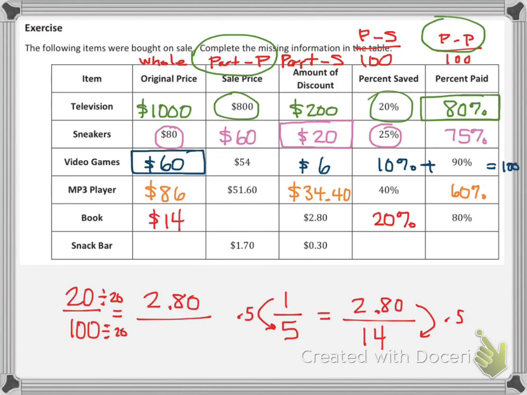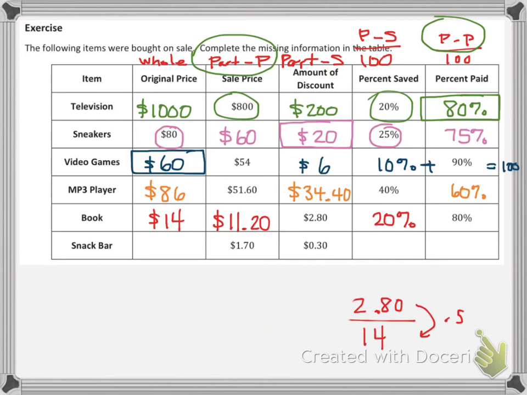If I want the sales price, I just subtract 14 minus 2.80 is $11.20. That's just subtraction. And that's it. That takes care of the book. All right, last one is the snack bar. And let's see what we've got.